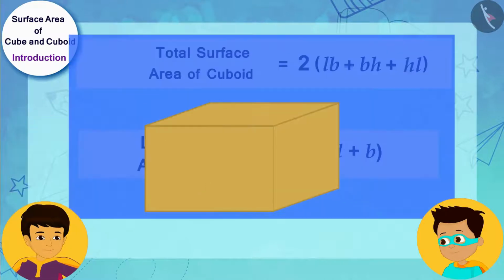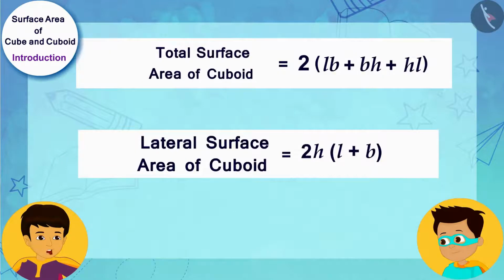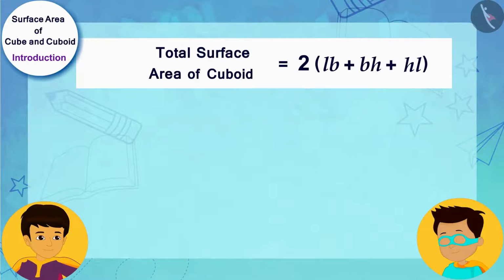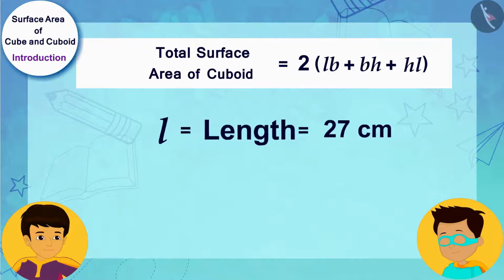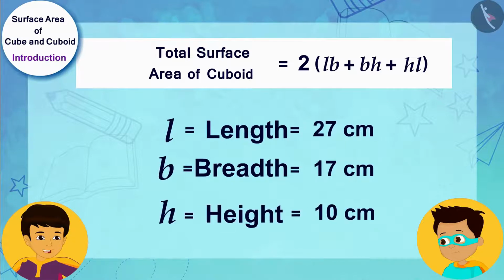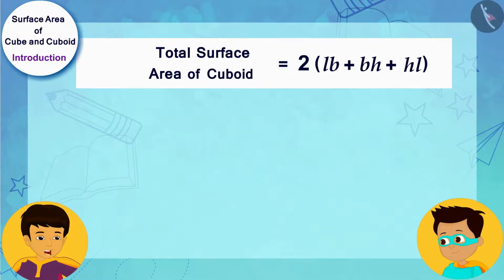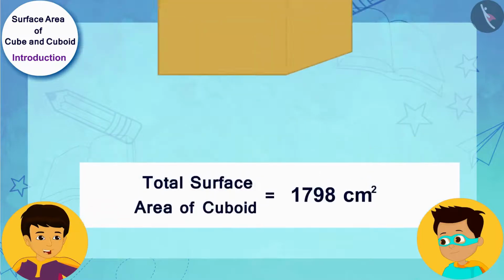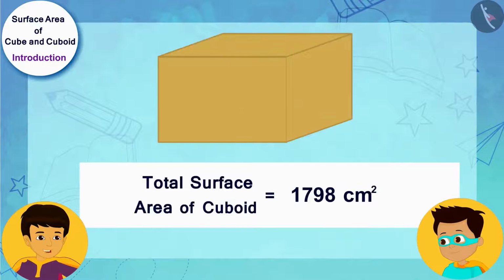In order to make the cuboid box, we will need all of its sides. So, the area of the cardboard that we will require is equal to the total surface area of the cuboid. Let me solve this by writing the length 27 centimeters, breadth 17 centimeters and height 10 centimeters in the formula instead of L, B and H respectively. Yes, I got it! For my cuboid box, we need 1798 square centimeters of cardboard.